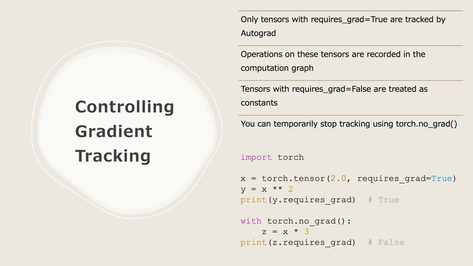When we create z inside this context, z.requires_grad is false. That means z is treated as a constant. It won't be included in the backward pass. So, to summarize, use requires_grad equals true when you want PyTorch to learn from a tensor. Use torch.no_grad when you just need to calculate something without updating weights. Managing this correctly keeps your code both efficient and easy to debug.